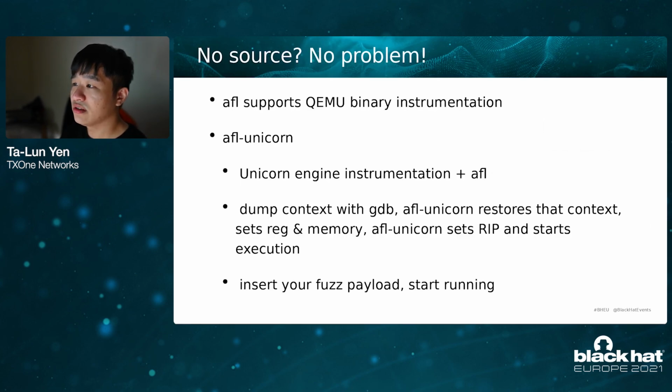And if you want to do fuzzing, well, AFL supports cumulative binary instrumentations. So maybe you can use that, but we didn't because we found out that there's a wonderful project called afl-unicorn. It uses the Unicorn engine under the hood. So what it does is that you dump the context of GDB in the first place and throw it into afl-unicorn. It will restore the context on every iteration. It will set registers and memories, and it will set RIP, then start execution. And after it started execution, you insert your fuzzing payload and see if it crashes.